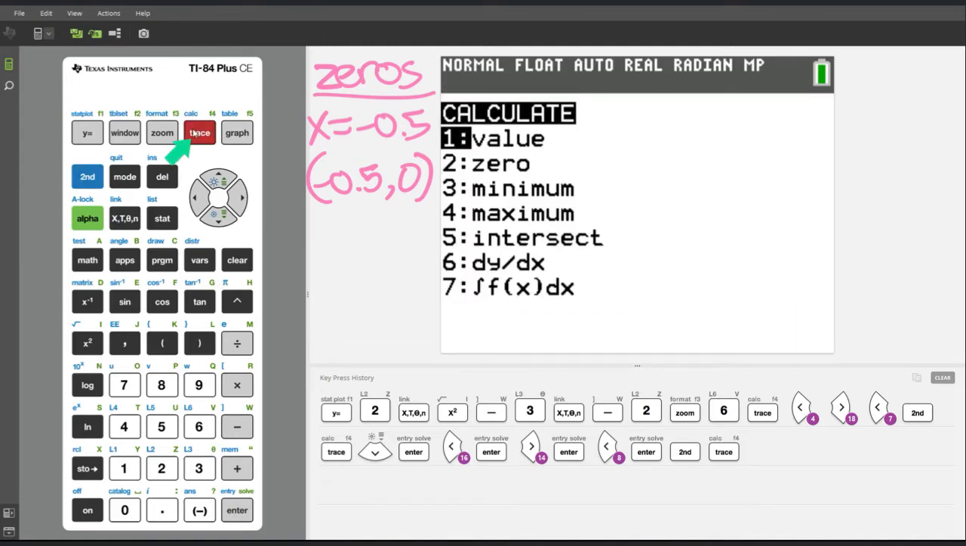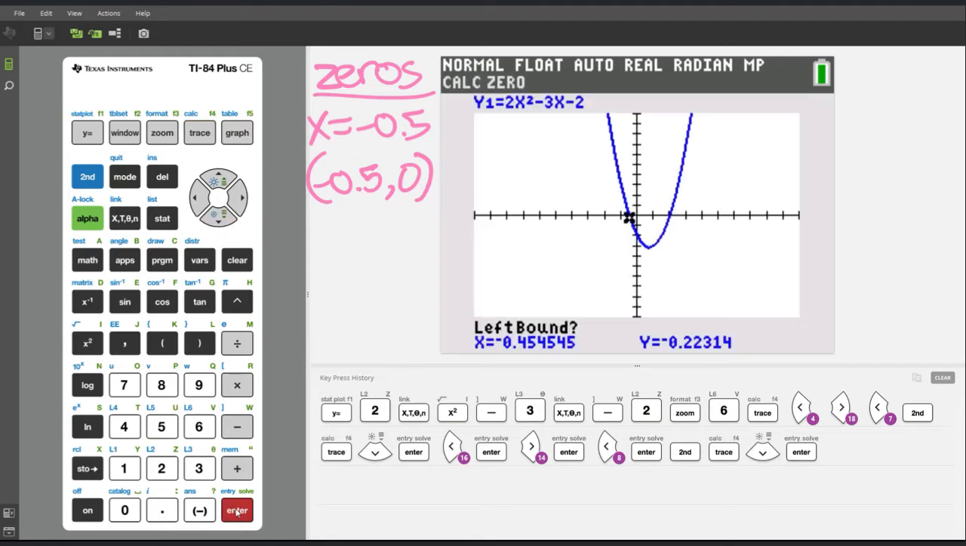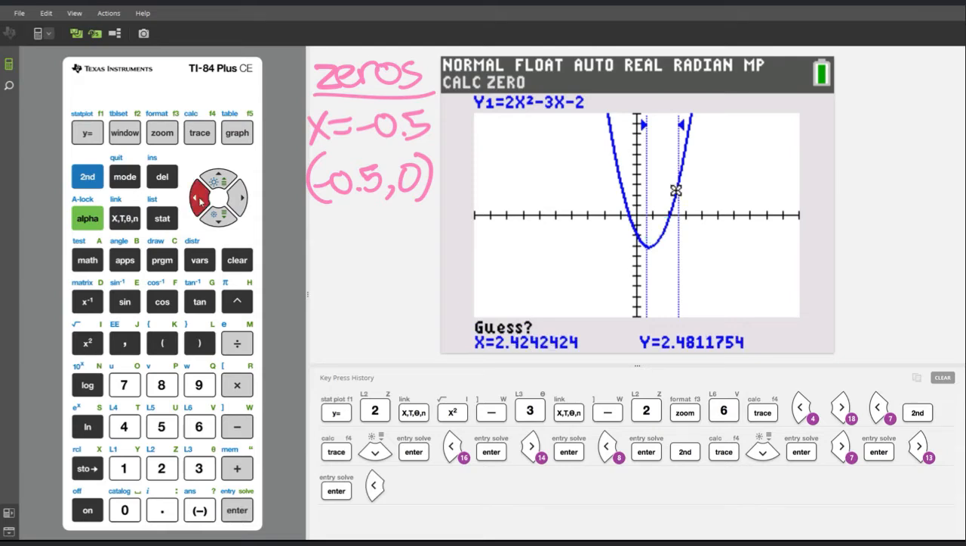So I press second trace again, 0, and it'll ask the same questions. So this time I simply move to the left of the right x-intercept, which means I had to move to the right, and then move to the right, press enter, and then guess again. So that one results in 2, 0, meaning the 0 is located at x equals 2.